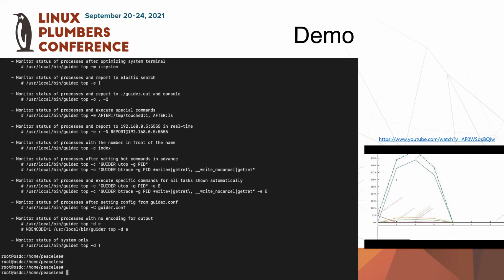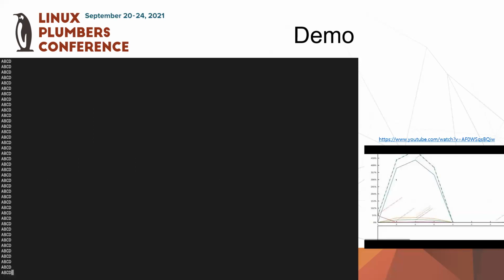Okay. And next, let's execute the yes program. Yeah, it just prints the input string repeatedly like this. Then execute it in background with redirection. And let's monitor system resources with the top command. Yeah, guider top.